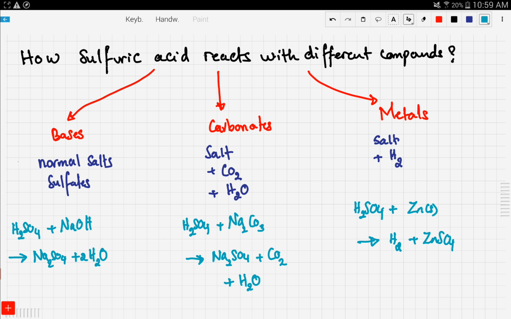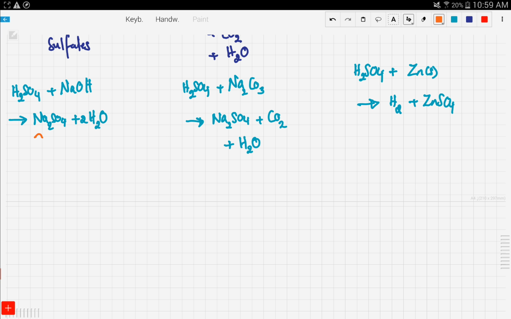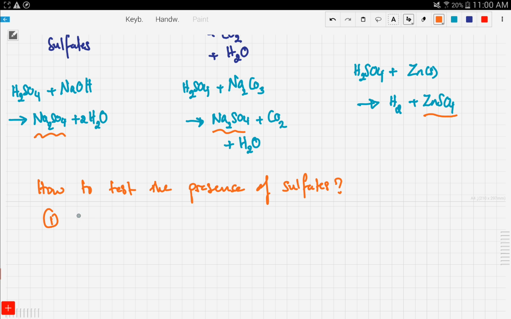Okay. Now, I just want to pinpoint something to you guys. It is very important, and often the examiner would ask about this. How do we test for the presence of sulfates? Like here, sodium sulfate and zinc sulfate. Well, how do we test? How to test the presence of sulfates? Well, the first step is by adding hydrochloric acid, a few drops of hydrochloric acid.